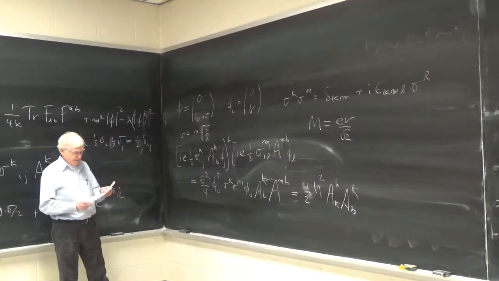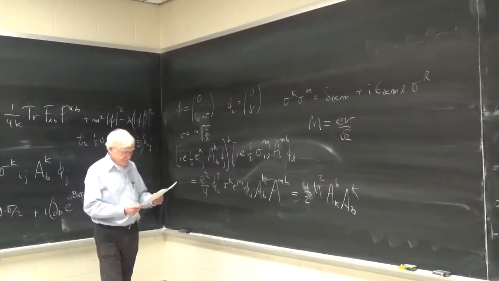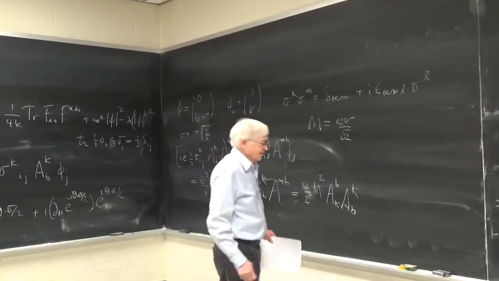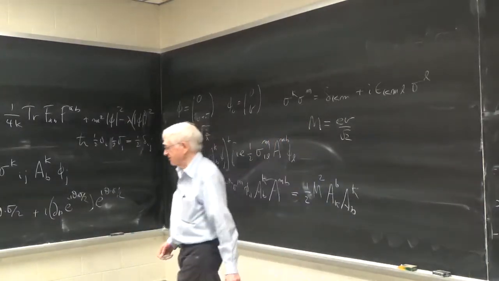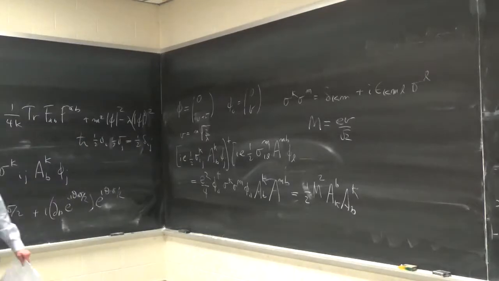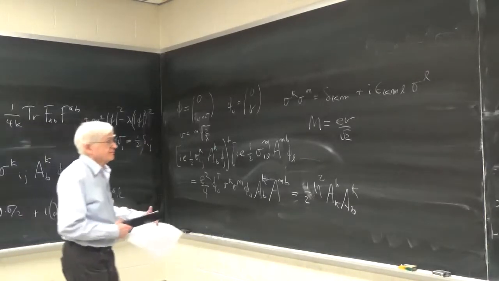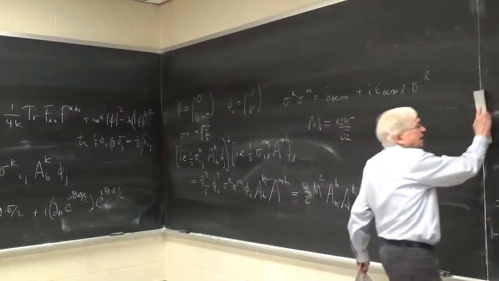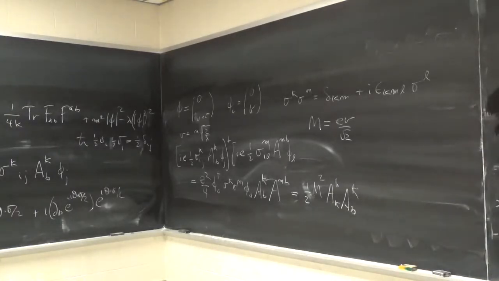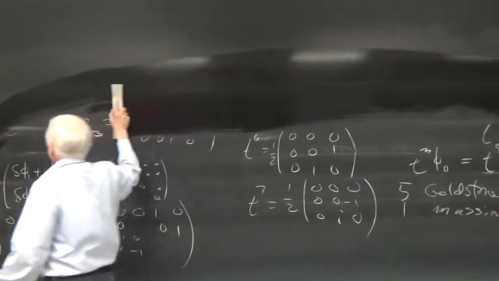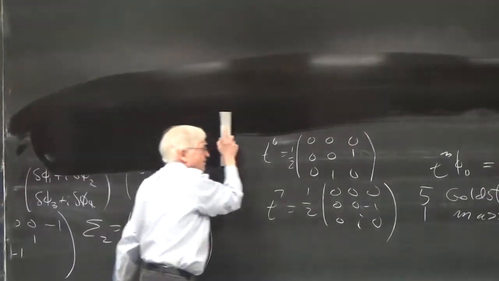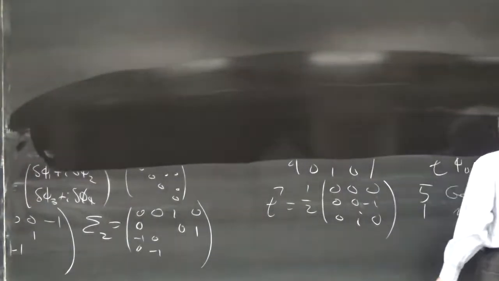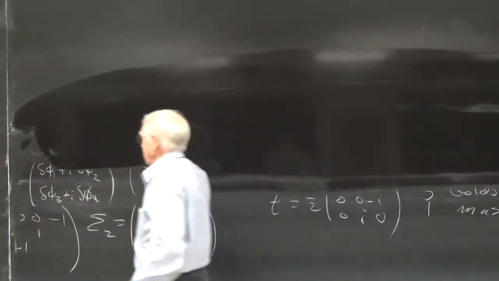So one can put the Higgs in the adjoint representation. That would give us a different picture. I don't know how useful it is to go through that in class, so maybe I'll just summarize it.